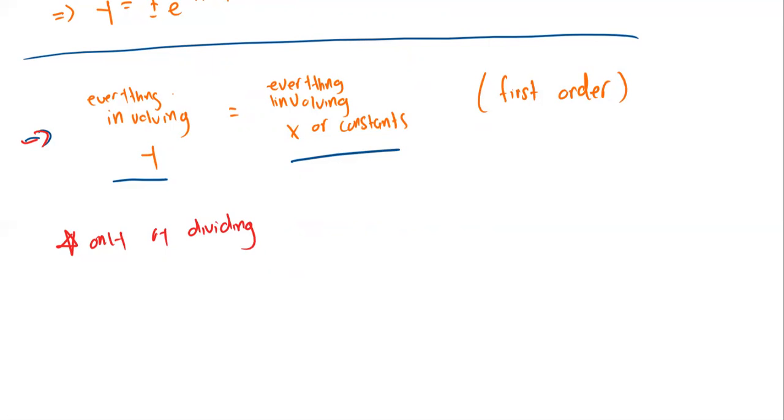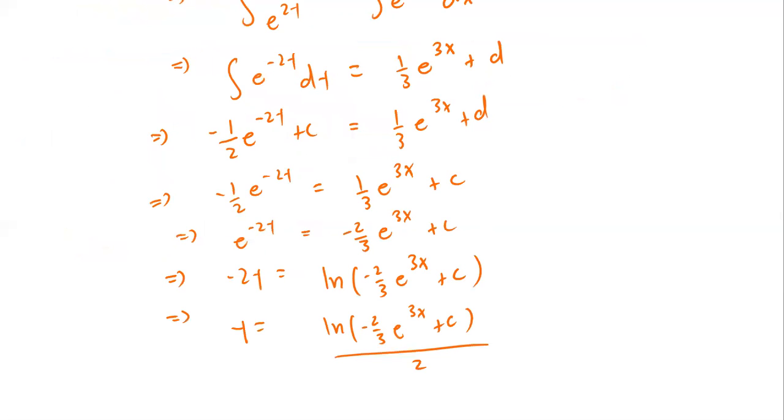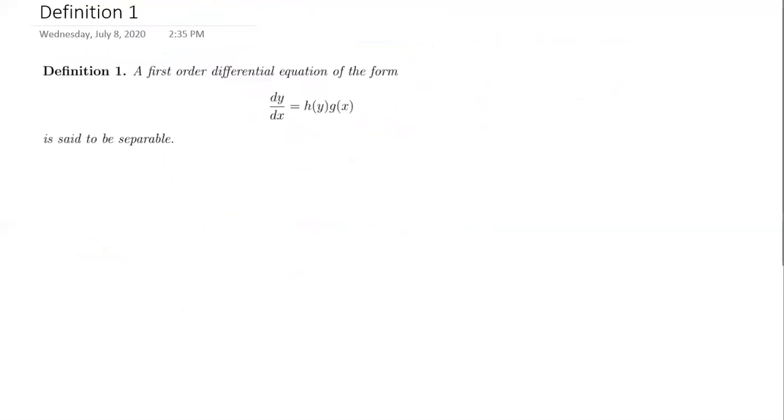Now that we've seen a couple examples, what determines whether you can do this or not? Well, it's actually very simple, and that's our first definition. A first order differential equation of the form dy dx equals h of y times g of x is said to be separable.